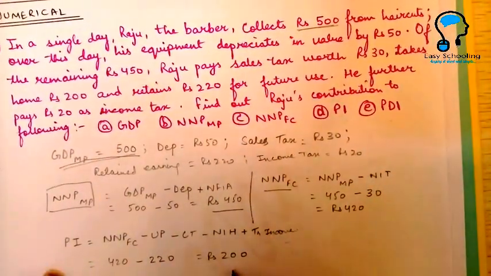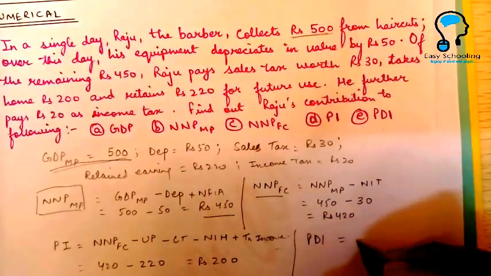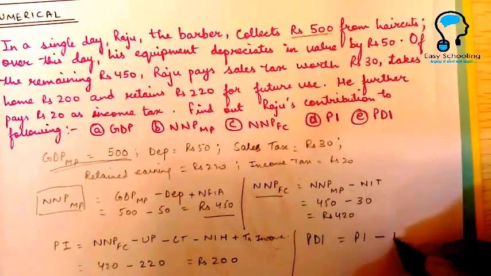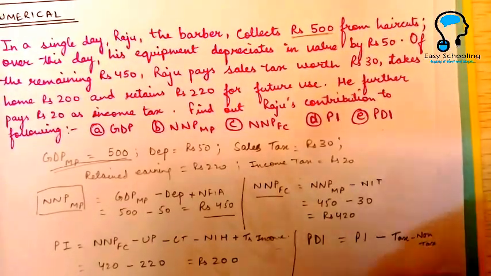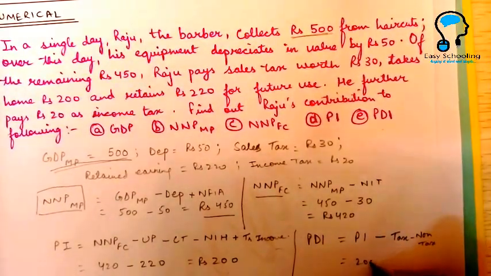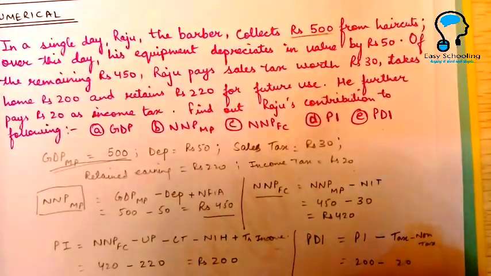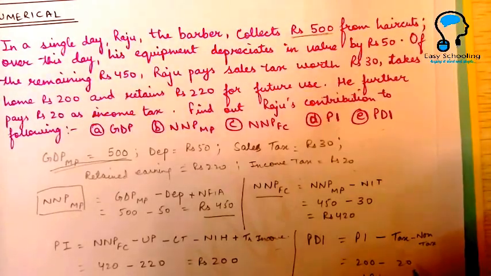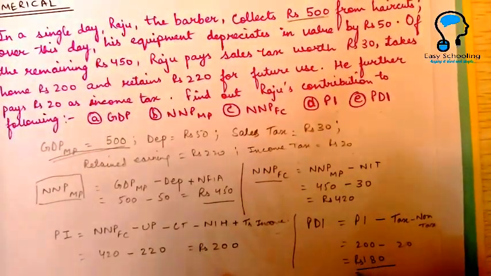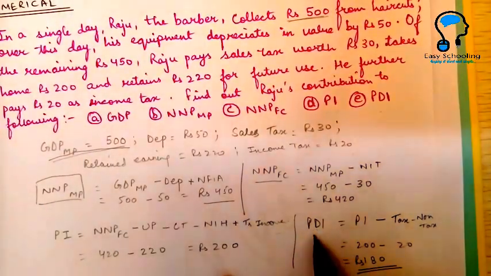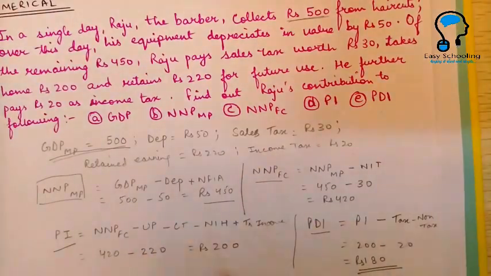200 is his personal income, and his personal disposable income is personal income minus tax payment minus non-tax payment. Personal income is 200. Tax that he has to pay is rupees 20. So his personal disposable income is rupees 180. This is the personal disposable income of Raju. So these are the 5 solutions that we've got.